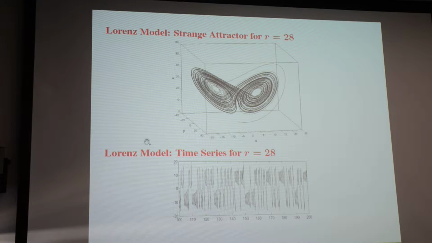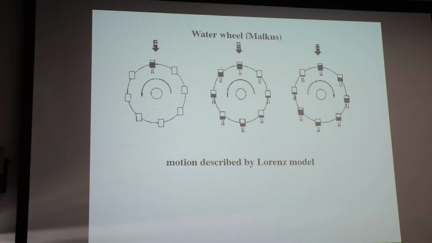So people, because the Lorentz model is important, have searched for an actual physical realization of it. And here is a water wheel made by Willem Malkus. The motion of this is actually described by the Lorentz model. This is not convection anymore. This is water pouring down. These are a bunch of paper cups, or cups, let's just say, that leak.